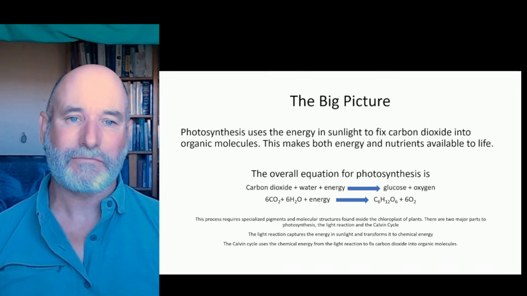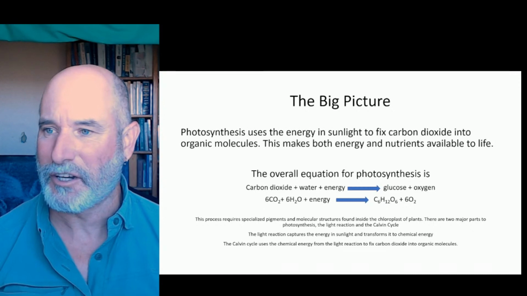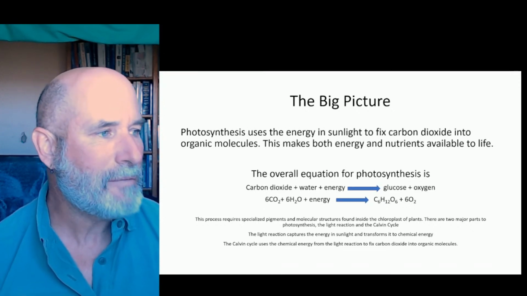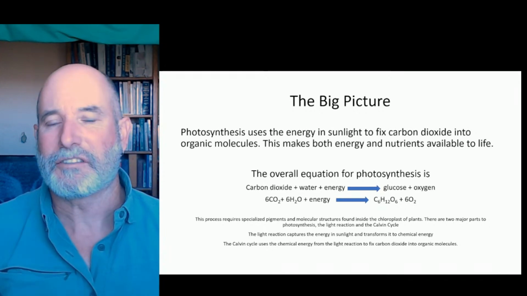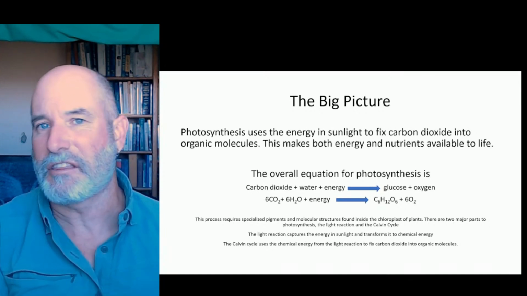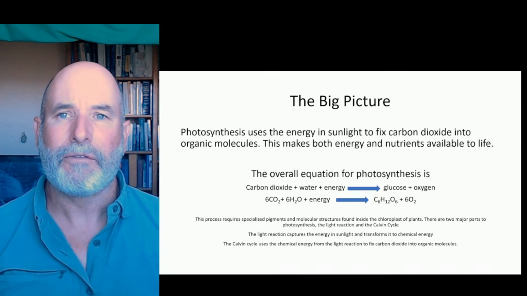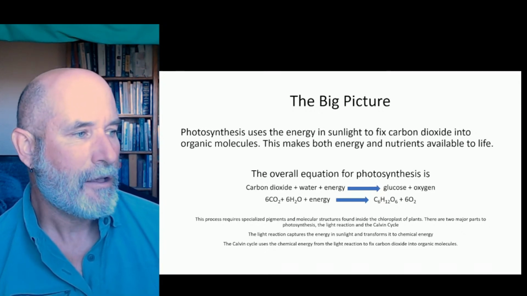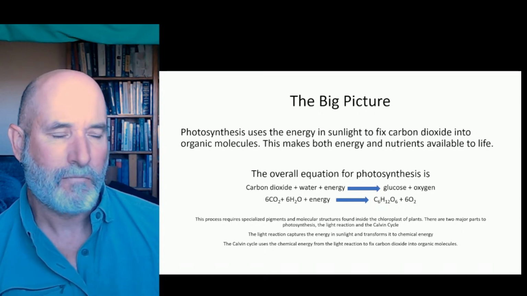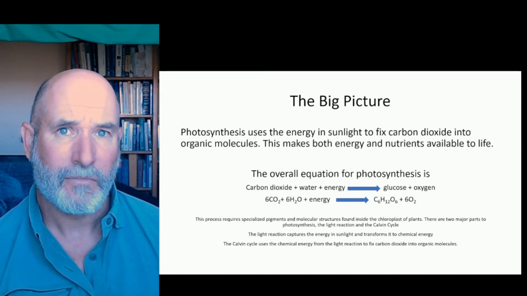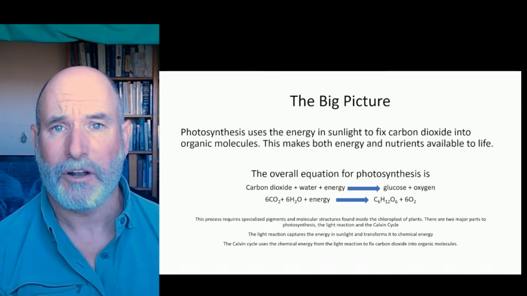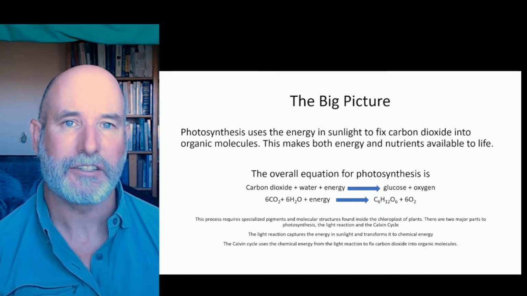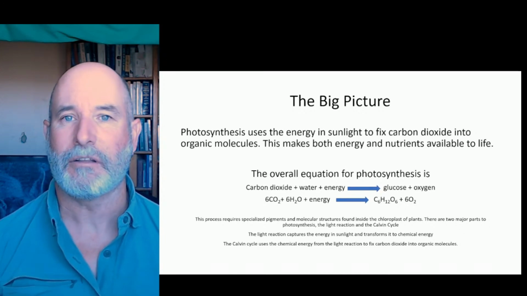So let's take the big picture here of photosynthesis. Photo means light, synth means putting together. With photosynthesis, we're going to put together by light. So what we're doing is we're going to take some carbon dioxide, some water, and energy. Those are the reactants. And we're going to use that energy of sunlight, and we're going to make glucose, carbohydrates, and release oxygen in the process.